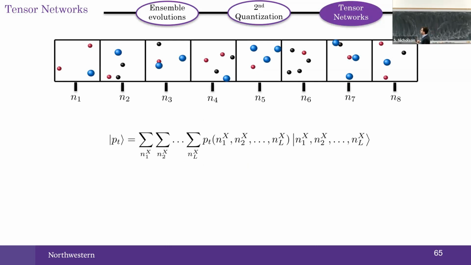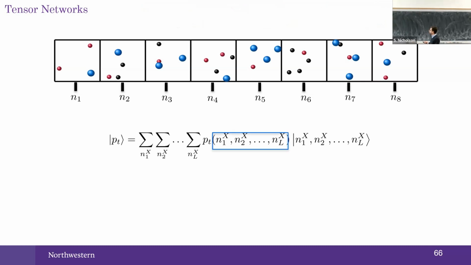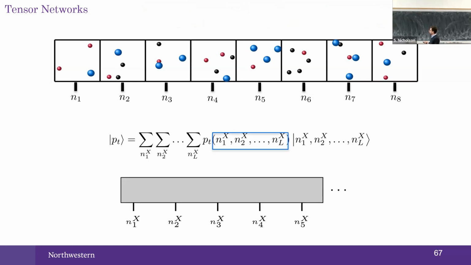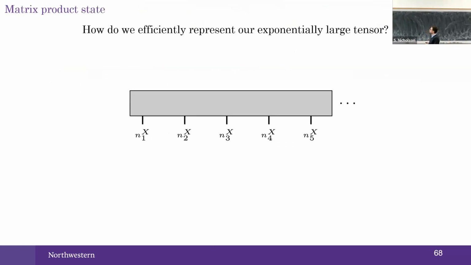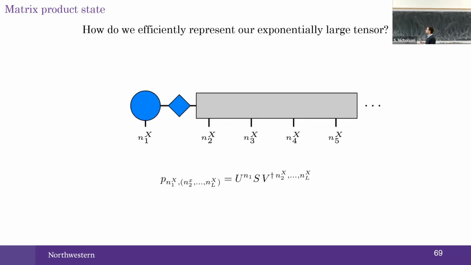Well, we're going to go back and think of this distribution not as a point, but as a rank L tensor, where if I feed in all these numbers, I'm going to get out a probability. And we're going to go back to this cartoon. These legs that stick out are what are called our physical indices. They account for all the possible numbers of molecules we can read into each site. So this is our rank L tensor that represents our joint distribution. And the whole problem is, can you take this exponentially large tensor and encode it into something that is not exponentially large? So how do you do that?